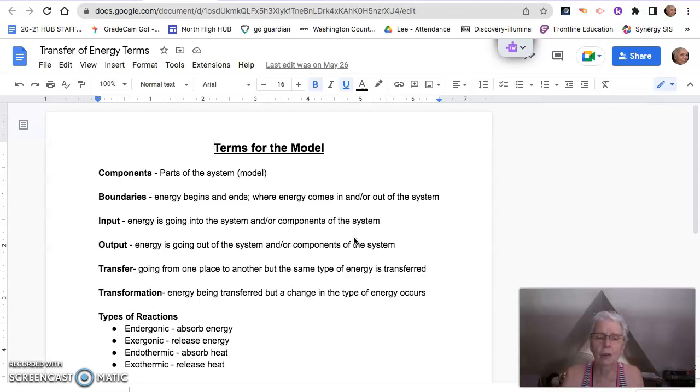And then there are 4 types of reactions. Endergonic, we absorb energy. Exergonic, we release energy. Endothermic, we absorb heat. And exothermic, we release heat.